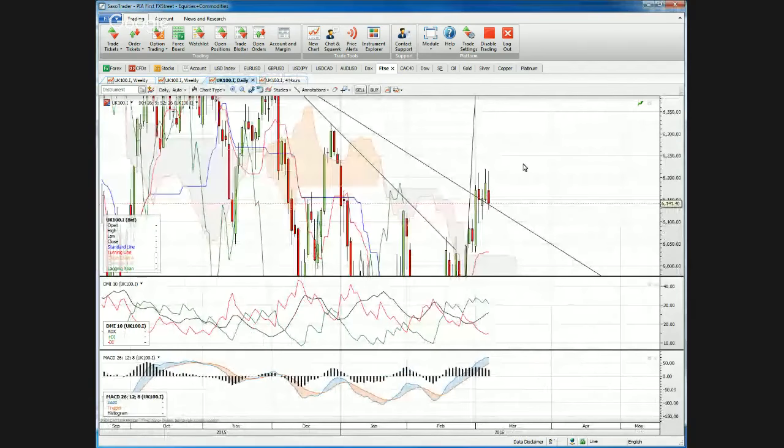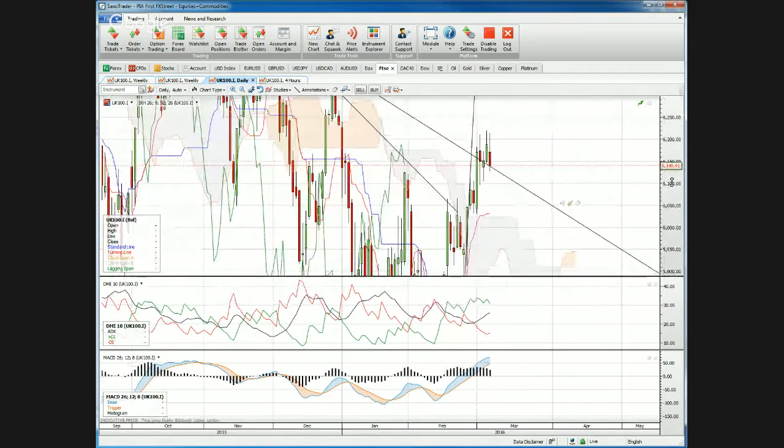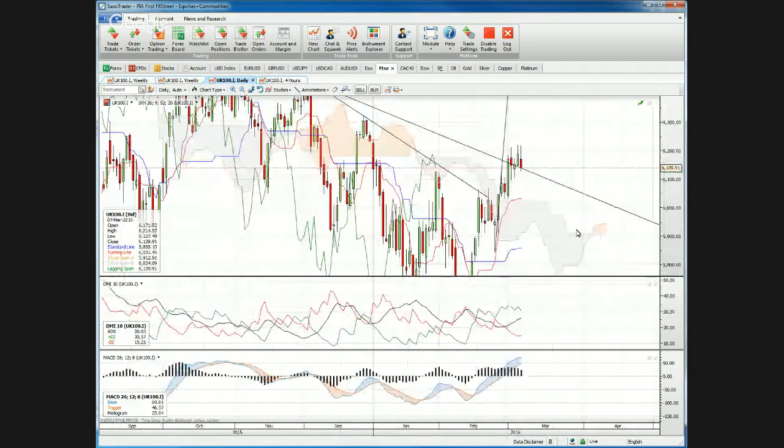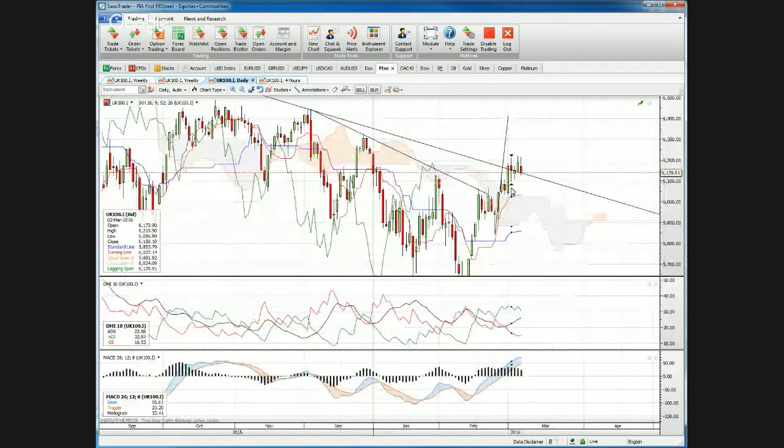So if we're looking to set longs in the FTSE, we'd be looking to set longs around about 6,100 on a slight dip. 6,125 was a previous key area of resistance. That's now turned into support. And we expect prices to stay above here over the coming days, unless we have major market news thrown into the mix. And so we're looking to set longs here.